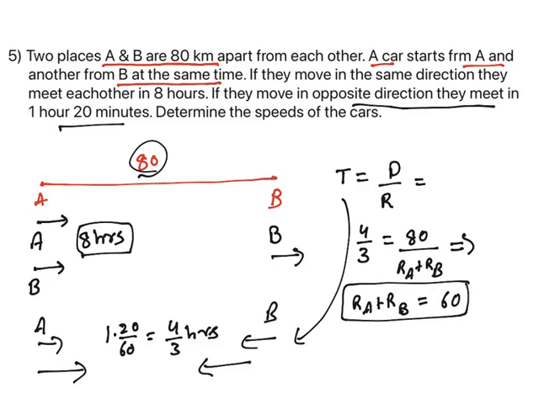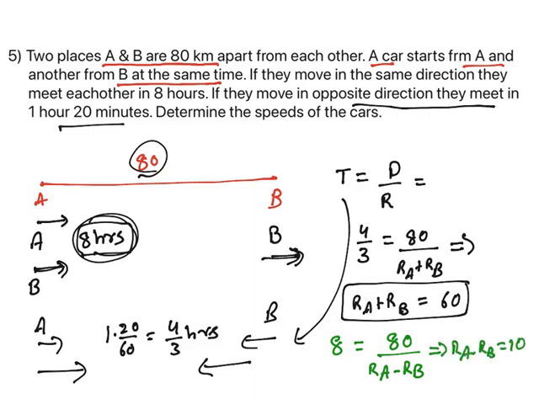Now we got this. Now the other thing, when both of them are moving in the same direction, they take 8 hours to meet each other. Now the time is 8 hours here. So 8 is equivalent to, what is the distance? 80 by, here it is RA minus RB. So this gives RA minus RB equal to 10.